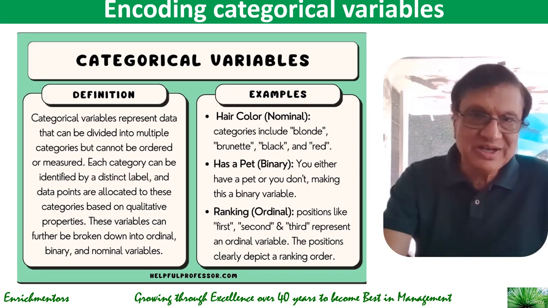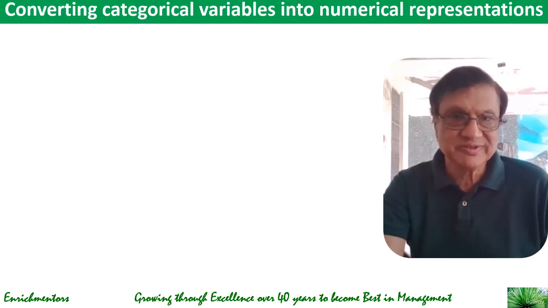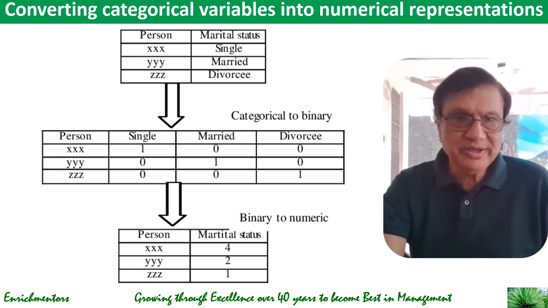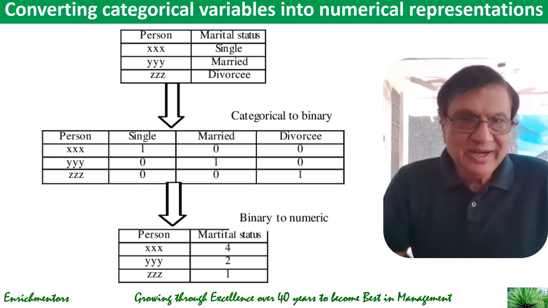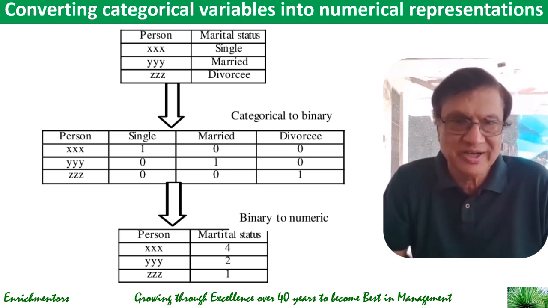So what are these techniques of one-hot coding, label coding, and target encoding? Let's understand what these things are. Start with one-hot coding. If your data is categorical, let's say the marital status is single, married, and divorced, these could be your three categories, and you could have a lot of data in that.